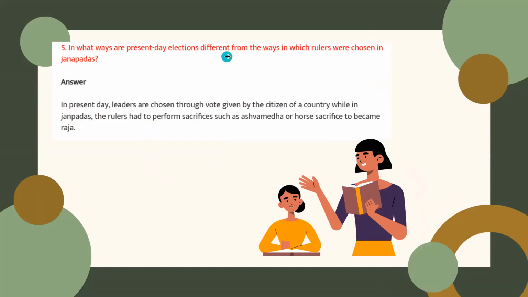In what ways are present day elections different from the ways in which rulers were chosen in the past? In today's time, leaders are chosen through votes. As citizens of a country, we give votes to our rulers, and whoever has the most votes becomes our ruler or leader. However, in the Janapadas, the ruler used to perform sacrifices like the Ashvamedha, and if the other rulers accepted the horse running in their dominion, then they accepted him as Raja. That was the way people used to choose their leader.